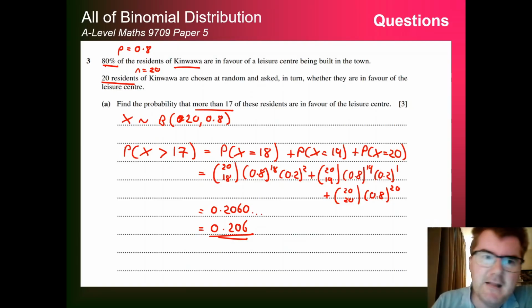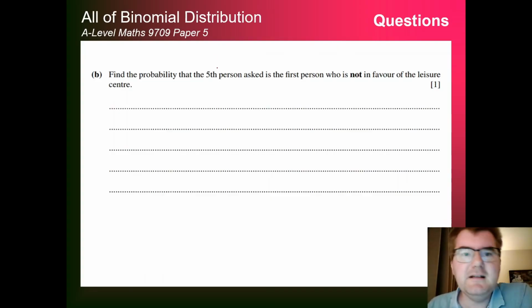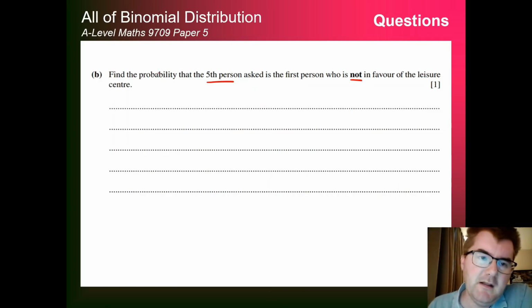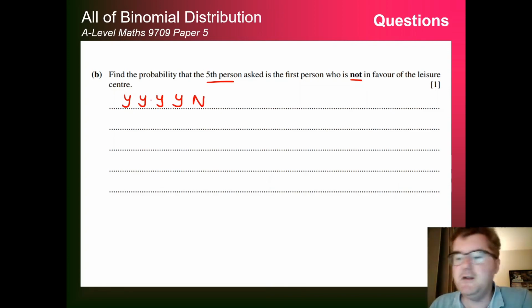Now, part B, find the probability that the fifth person asked is the first person who is not in favour of the leisure centre. So I'm going to use yes for in favour and no for not in favour. So the only way this works is yes, yes, yes, yes, and then the next person being no. So we know the probability of yes is just 0.8.